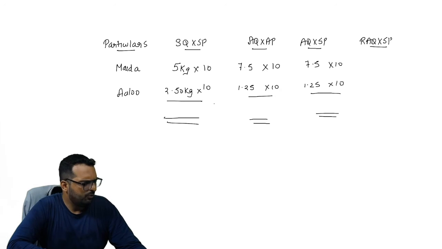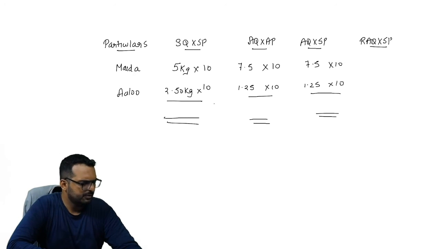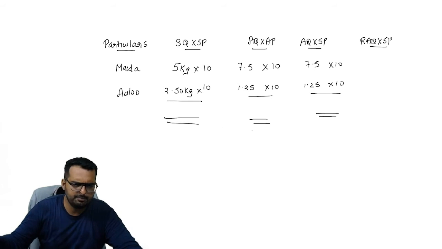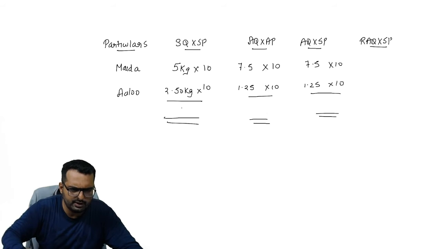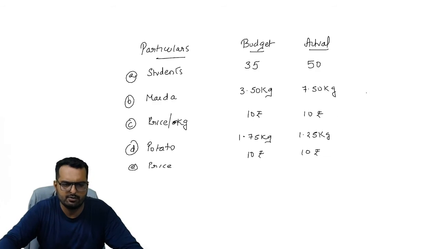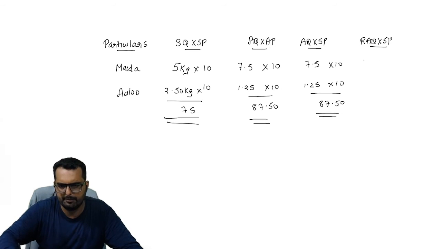No need to multiply with what numbers, Darshana? I didn't follow. 5 kg into 10. Yeah, you have to do that. Please do that on your own. That's 50 and 25. You'll get the number as 75. You'll get 75 and 12.5. That will be 87.5. Here also it will be 87.5. And the last one, what will you get? You will get 5.83, 2.91.